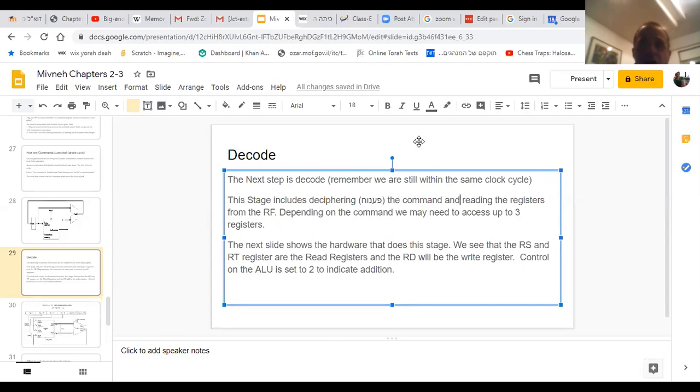The next slide is going to show the hardware that does the decode stage. We see that the RS and the RT registers are the read registers, and the RD will be the write register. The control on the ALU is set to 2 to indicate addition. So let's look at the next picture.